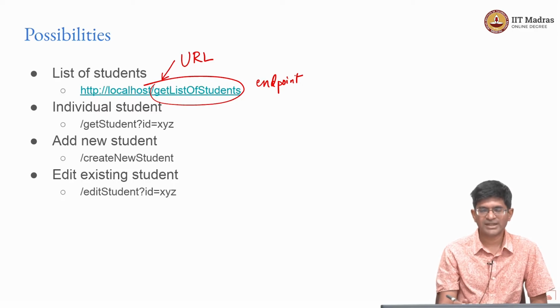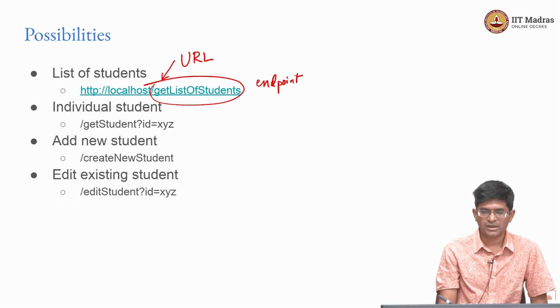Okay, so get list of students is a natural sort of name that you might give for a function, which retrieves the list of students. Is it necessarily a good name for a URL? Well, why not? There's nothing fundamentally wrong with it, and that's an important point to keep in mind.